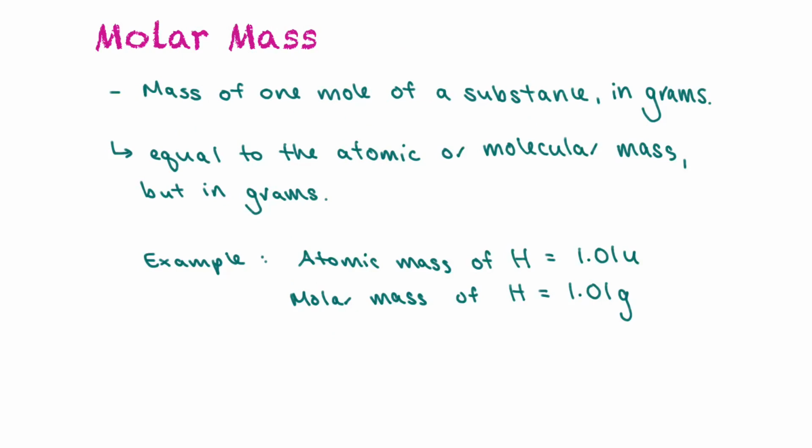So each substance has a different molar mass because the atoms that make up that substance are bigger or smaller than one another. So molar mass is the mass of 1 mole of a substance in grams, and it's equal to the atomic or the molecular mass, but calculated in grams. So for an example, the atomic mass of a hydrogen atom is 1.01 atomic mass units, and the molar mass of hydrogen is 1.01 grams per mole. Now, if you had 1 mole, so 6 sextillion atoms of hydrogen, that would only weigh 1.01 grams.